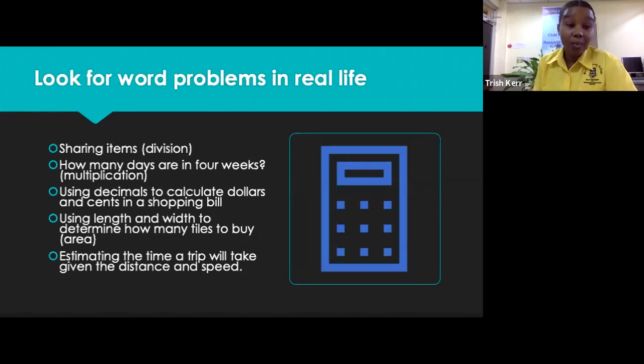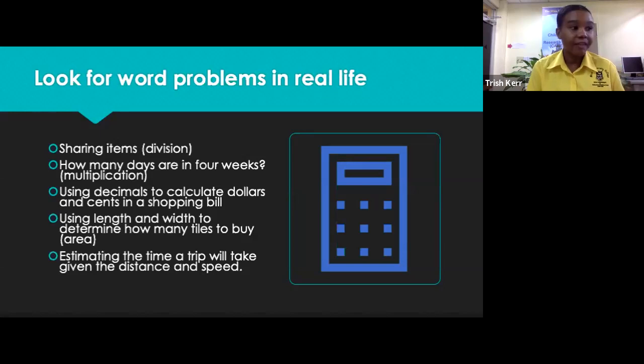Using length and width to determine how many tiles to buy or how many feet of wire to buy, whatever it is, area, measurement. You bring out measurement with what you're doing. So everything that you're doing at home, you can tie a math concept to it to reinforce what your child is doing at school. Estimating the time a trip takes.